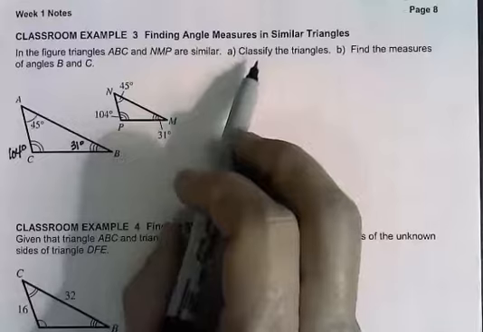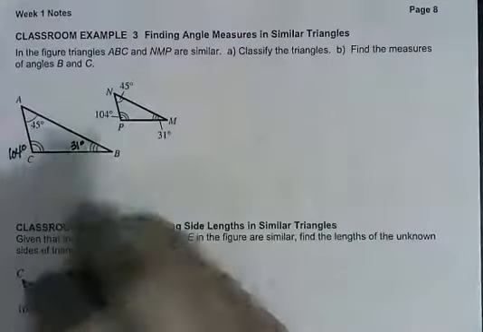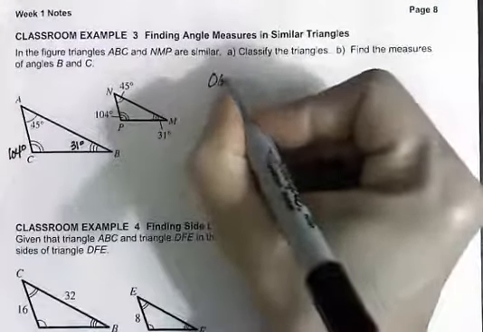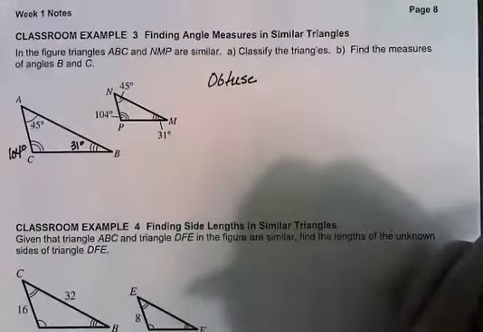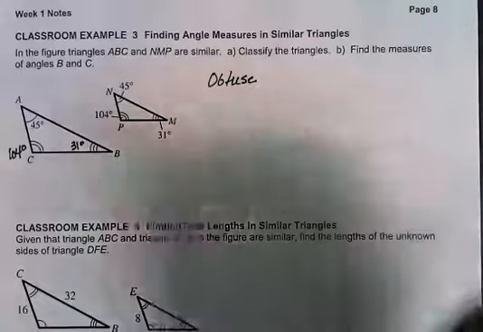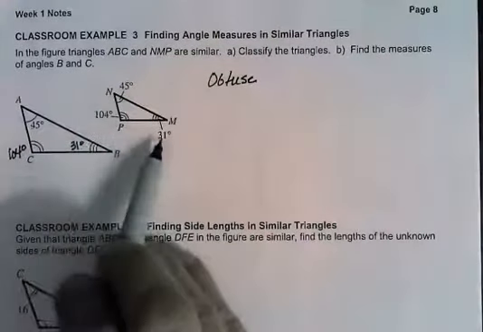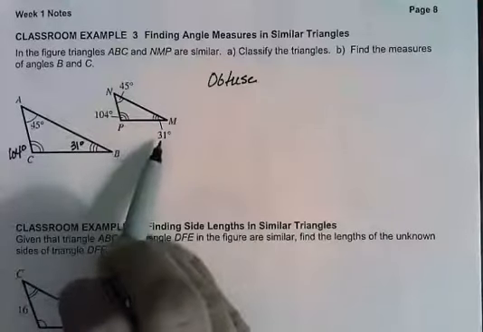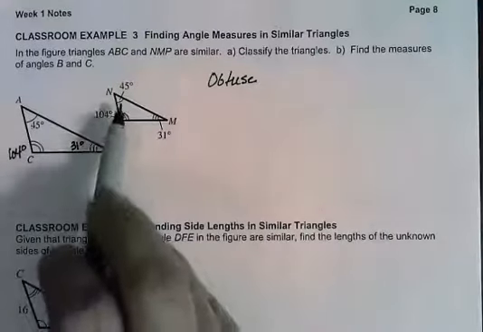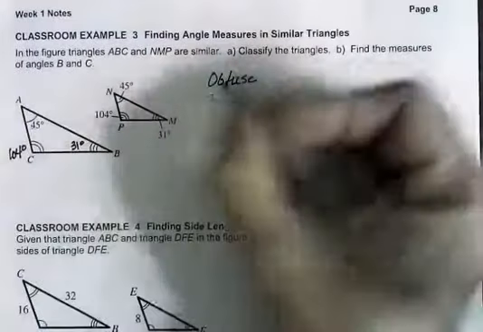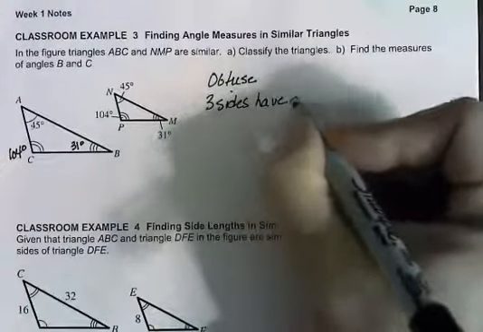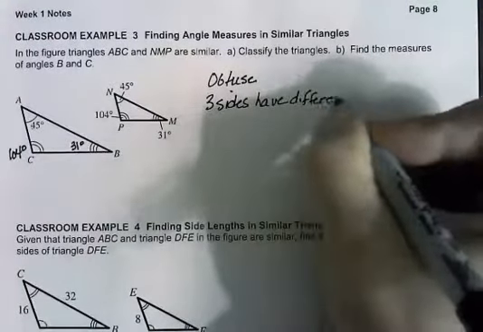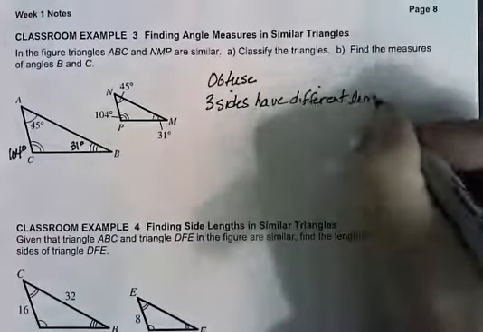In this one, we're supposed to classify the triangles. Since these both have an obtuse angle, that means they're obtuse. That's one way to classify them. The other way is looking at the sides. And if we look at this triangle, we know the three angles. And since the three angles are all different, that means the three sides all have different lengths. If we have three sides that are all different lengths, that makes it a scalene triangle.